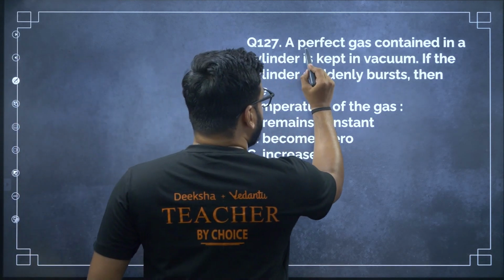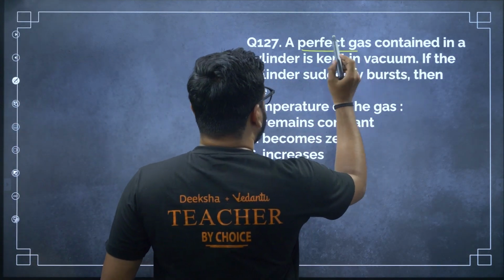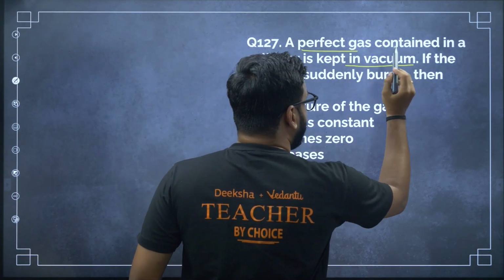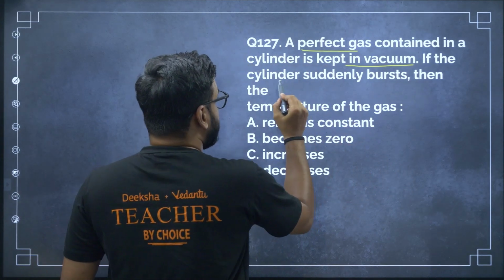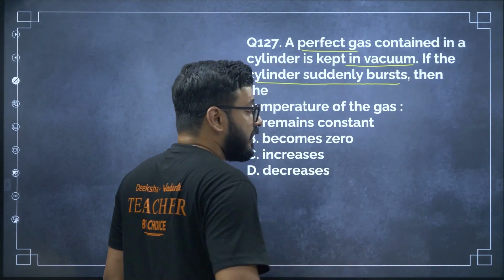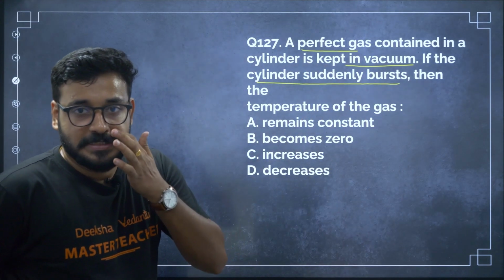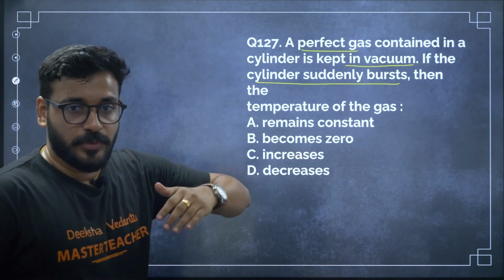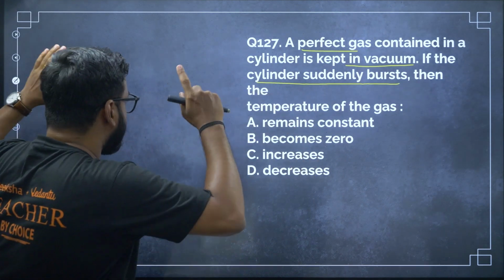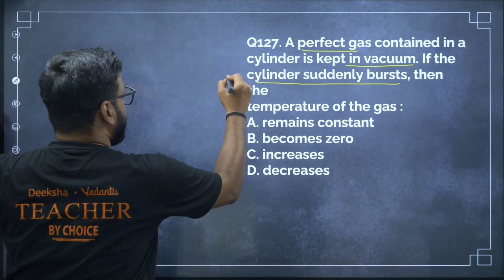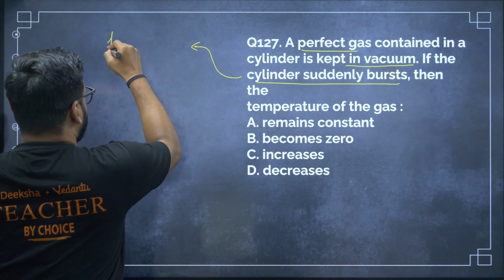A perfect gas, okay, ideal gas, contained in a cylinder, kept in vacuum. It is in vacuum already. Cylinder suddenly bursts. Okay, so there are several things you have to understand from the question. That's why it's not a completely easy question, even though it's a theoretical question. You have to think. First of all, cylinder blast, that means it's a free expansion.